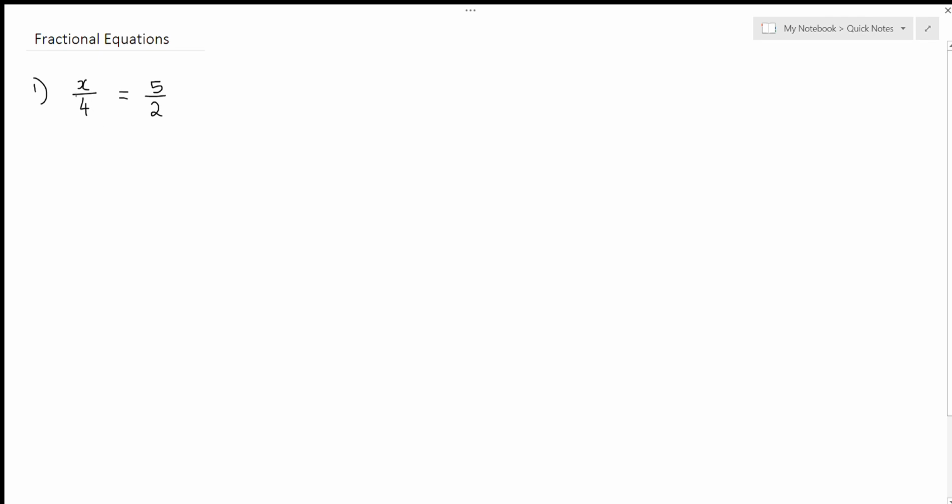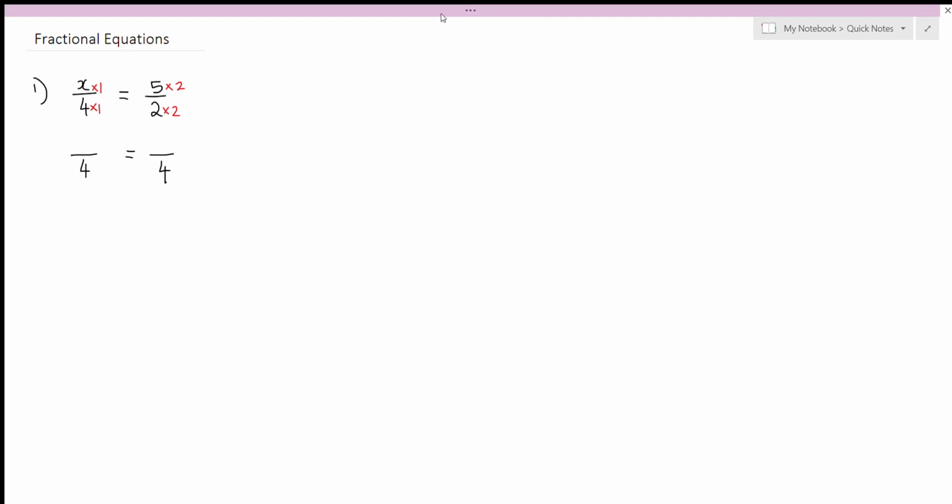So the lowest common denominator of 4 and 2 would be 4. So we're going to write 4 here and 4 here. Then we're going to say 4 times what would give me 4. So basically we're multiplying by 1 here, so we're going to multiply our numerator by 1. Then on the right hand side we're going to say 2 times what would give me 4. 2 times 2, and therefore we're going to multiply the top by 2.